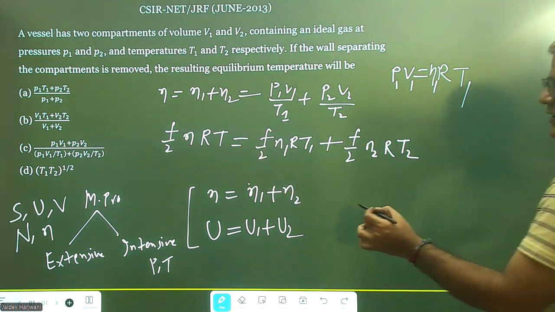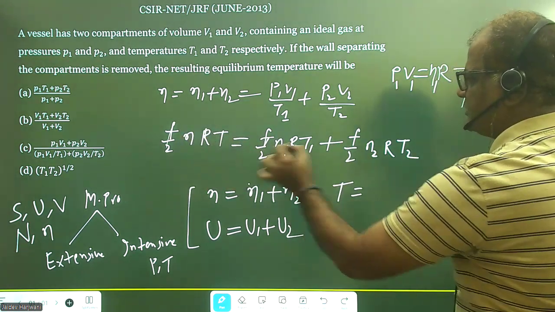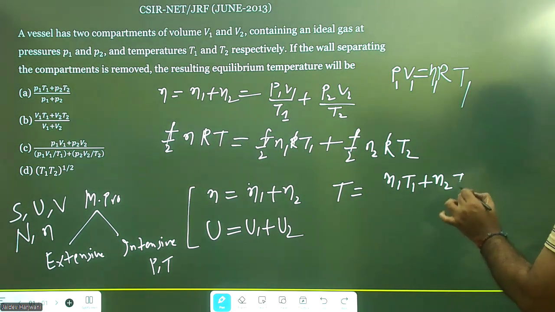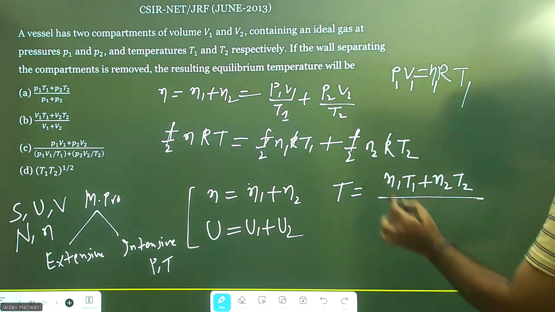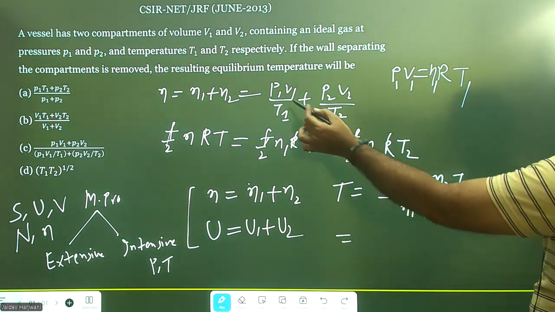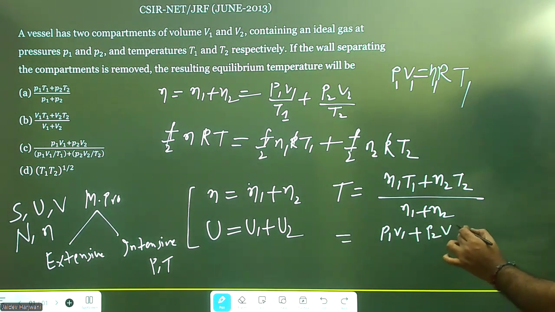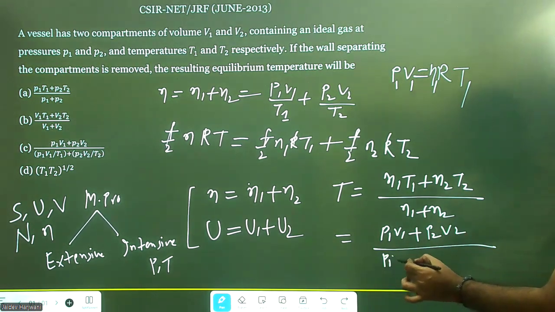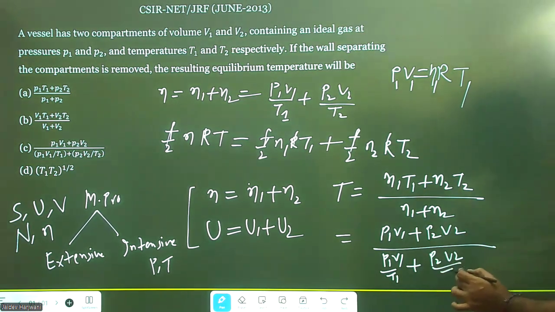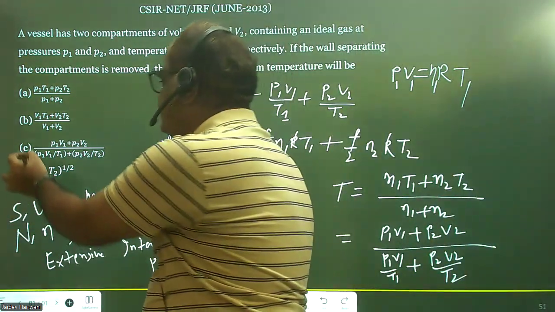So from here, I can write my final temperature. f by 2 will be cancelled out, R will also be cancelled out. So T equals N1 T1 plus N2 T2 divided by N, and N is N1 plus N2. Now you can write the value of N1. So only P1 V1 and P2 V2 remain, and this will be P1 V1 by T1 plus P2 V2 by T2. And this is option C. Option C is the correct answer for this question.